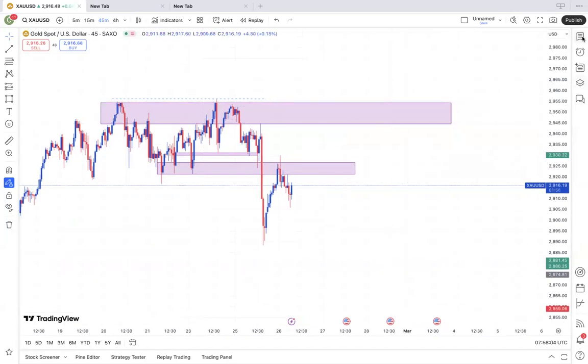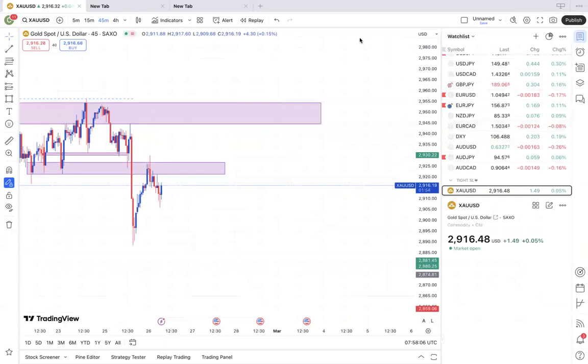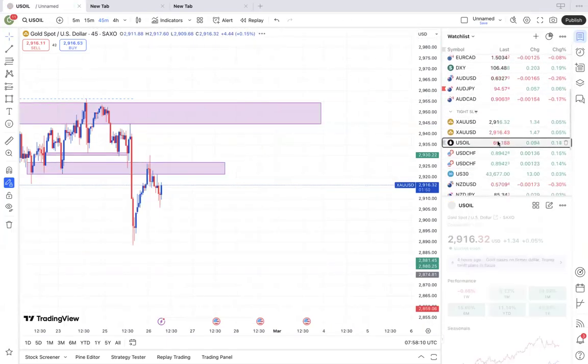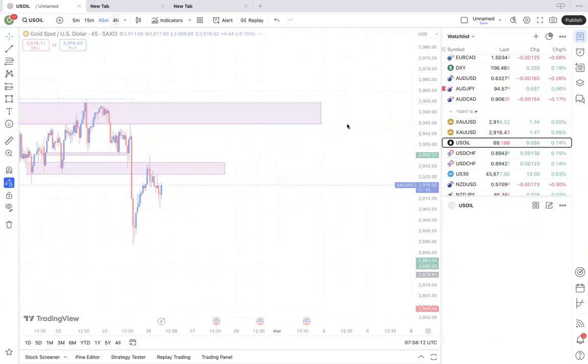So what else? That brings us to the next pair that I'll be looking at. All of these trades will basically be sent as signals to the signal room anyways.